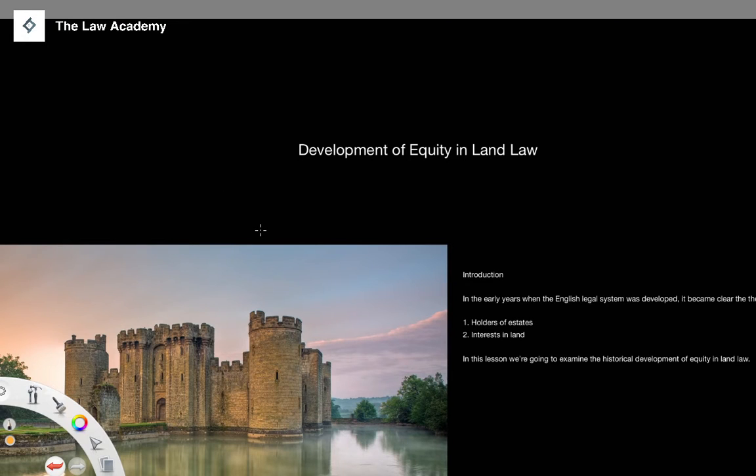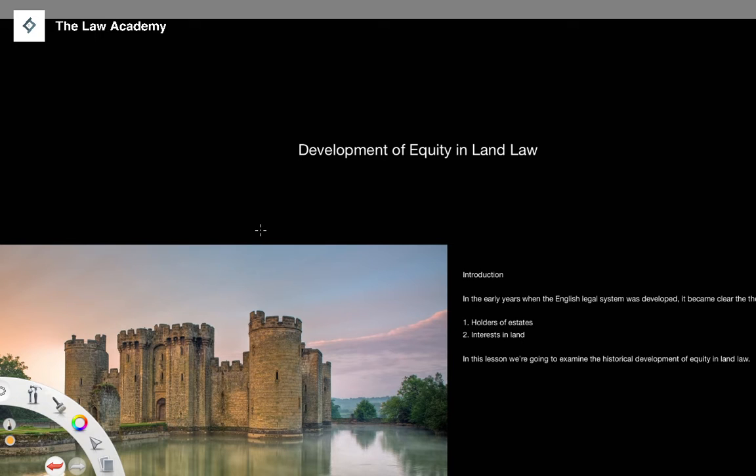What we're going to do in this lesson is have a look at how equity is developed through land law. We're going to look at the history behind this system and why it developed, looking at the deficiencies of the common law. And then we're going to look at a number of different areas of land law where equity can intervene to provide some remediation effectively.